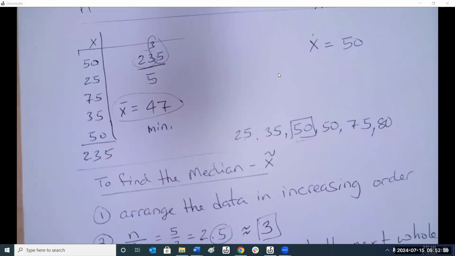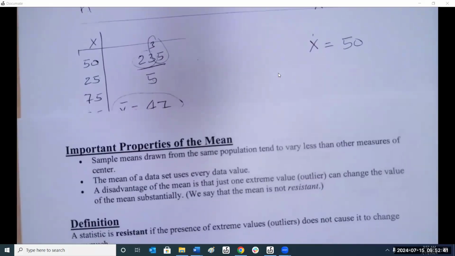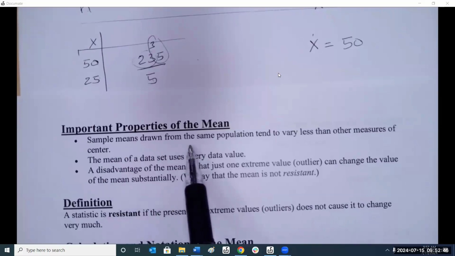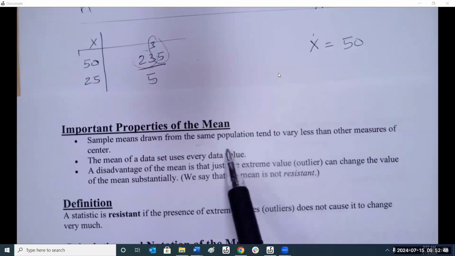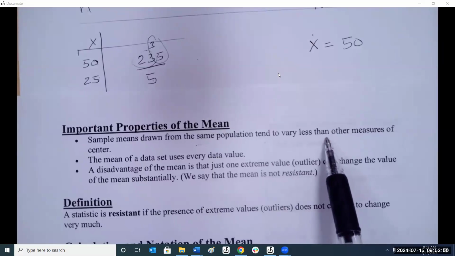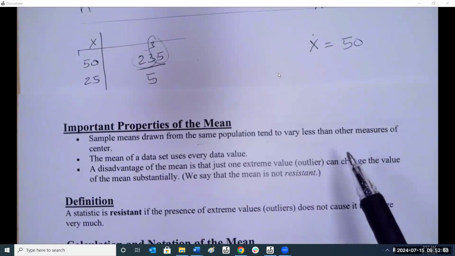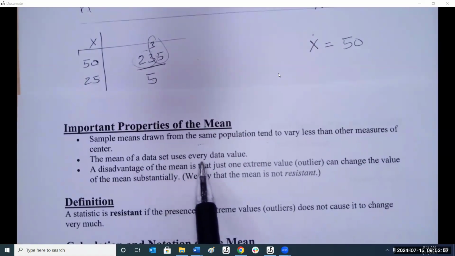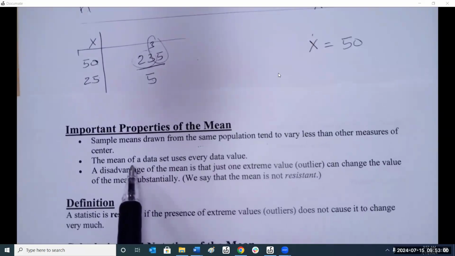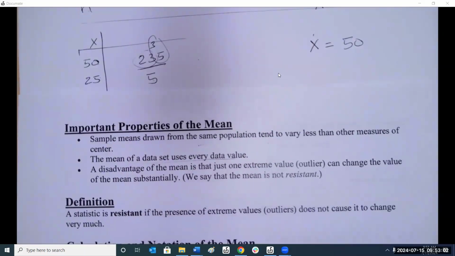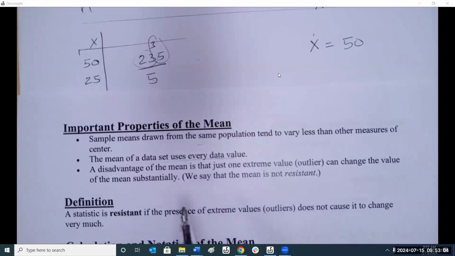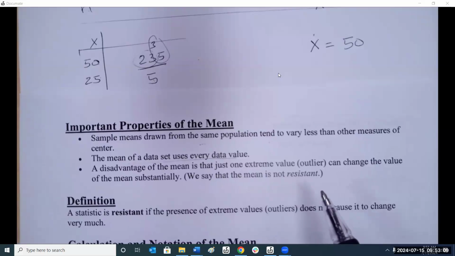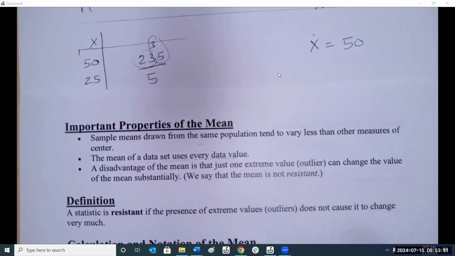Let's look at the properties. The important properties of the mean. Sample means drawn from the same population tend to vary less than the other measures of center, because you're just adding all of them up. The mean of the data uses every data value. The disadvantage of the mean is that just one extreme value, an outlier, can screw the whole thing up.